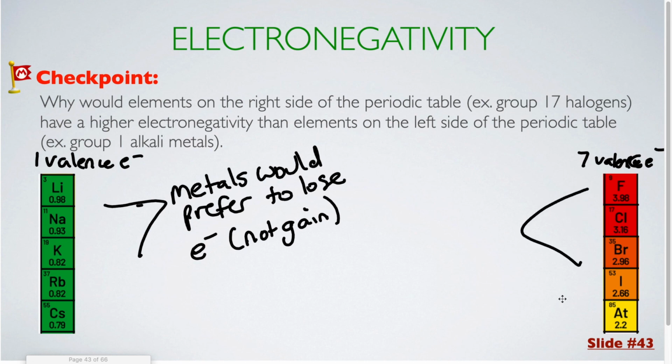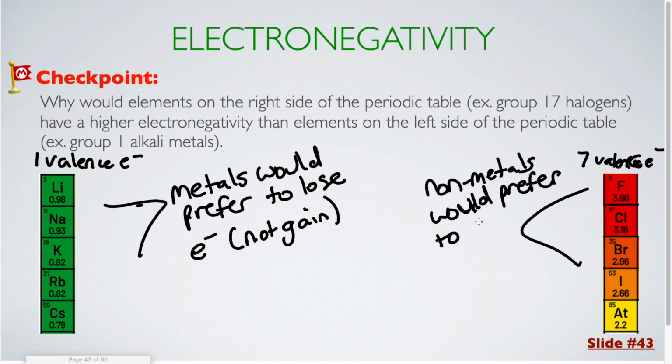Whereas these elements over here, these nonmetals, they would prefer to gain electrons. So since they want to gain electrons, they're going to have a high desire for electrons within a bond. So they're going to have a higher electronegativity.